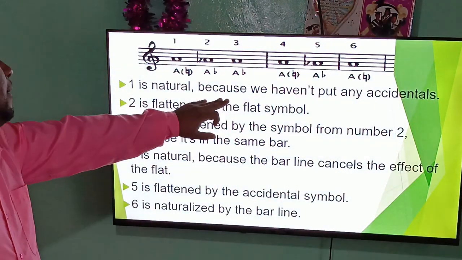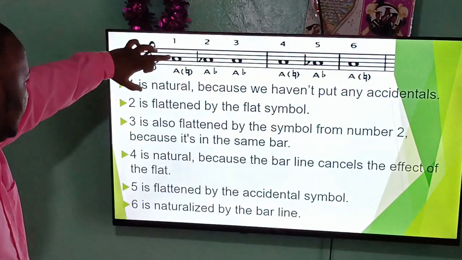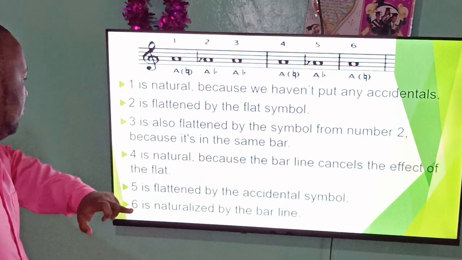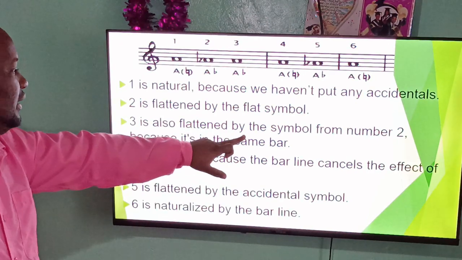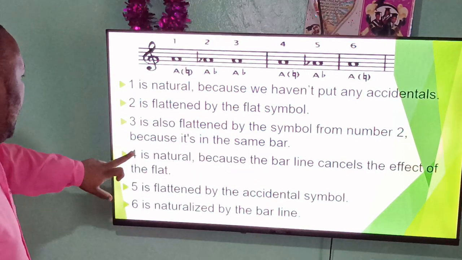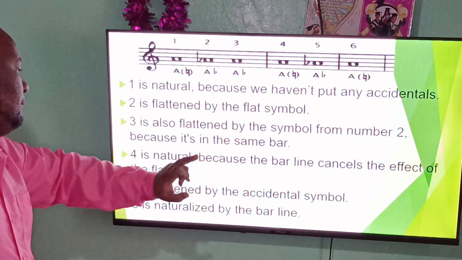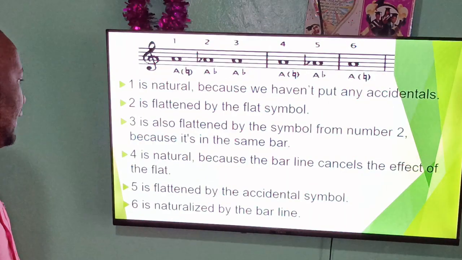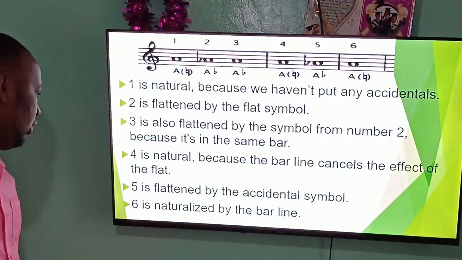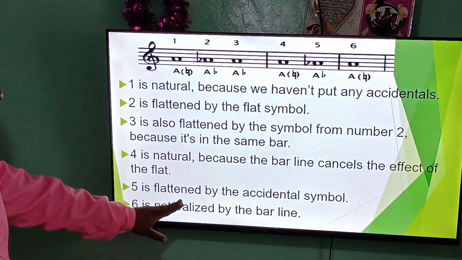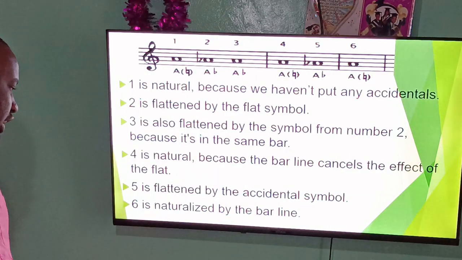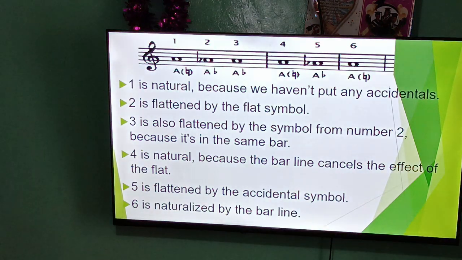One is natural because we haven't put any accidental. Two is flattened by the flat symbol. Three is also flattened by the symbol from number two because it's in the same bar. Four is natural because the bar line cancels the effect of the flat. Five is flattened by the accidental symbol, and six is naturalized by the bar line.